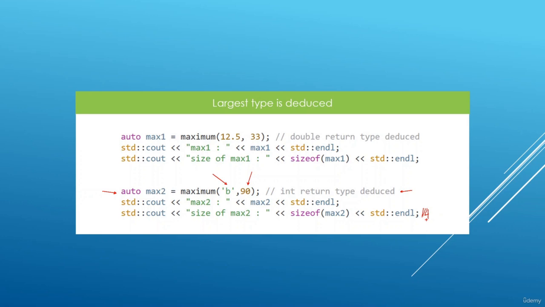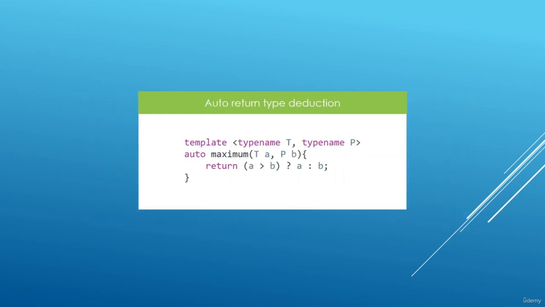This is how we can use auto type deduction with templates. And the rule is really simple. The largest type for the arguments that you pass is going to be used as the return type if you use this syntax here to set up your function template.